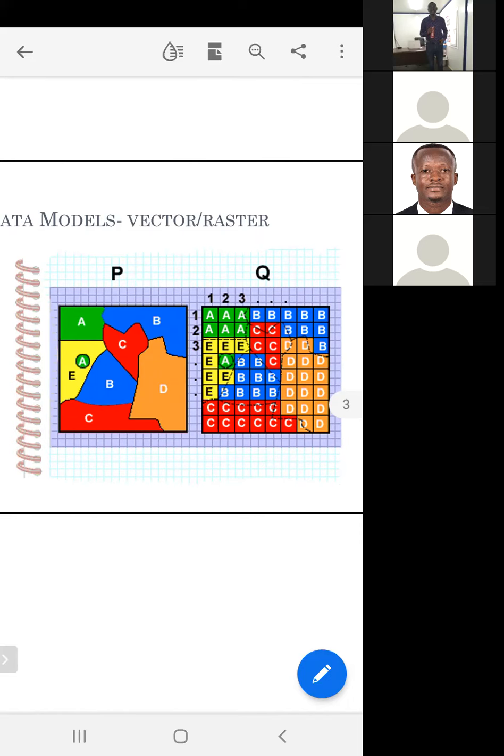So when we see A, it means we have clay. E means we have the, are you with me? Soil type. Could have been geology. Could have been anything.